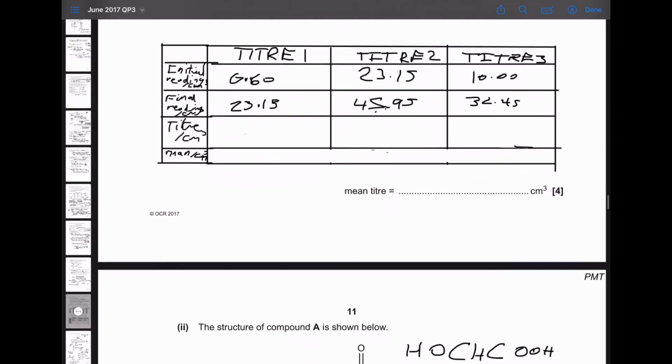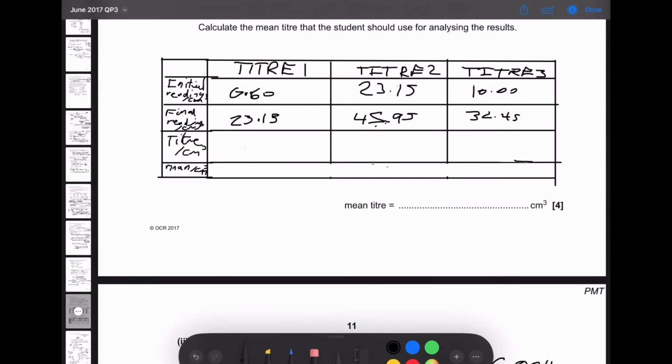Perfect. So now we need to work out what the titer is. That's just the final reading minus the initial. So 23.15 minus 0.60 gives us 22.55. 45.95 minus 23.15 is 22.80, be consistent with your decimal places. 32.45 minus 10 gives us 22.45.